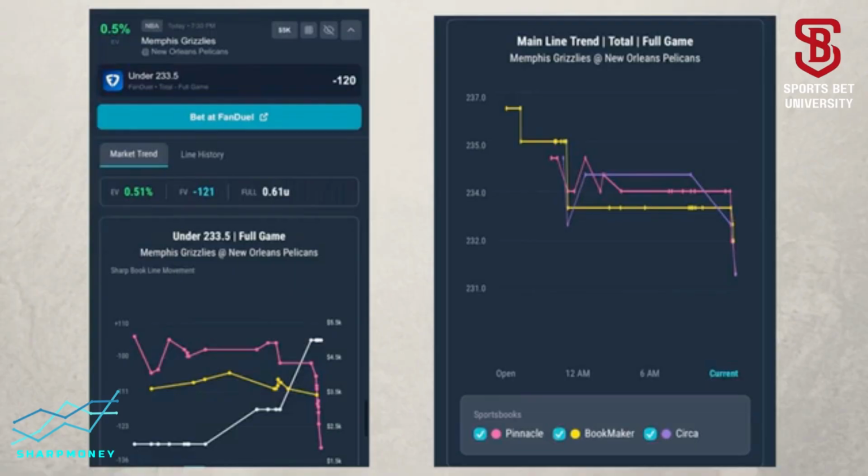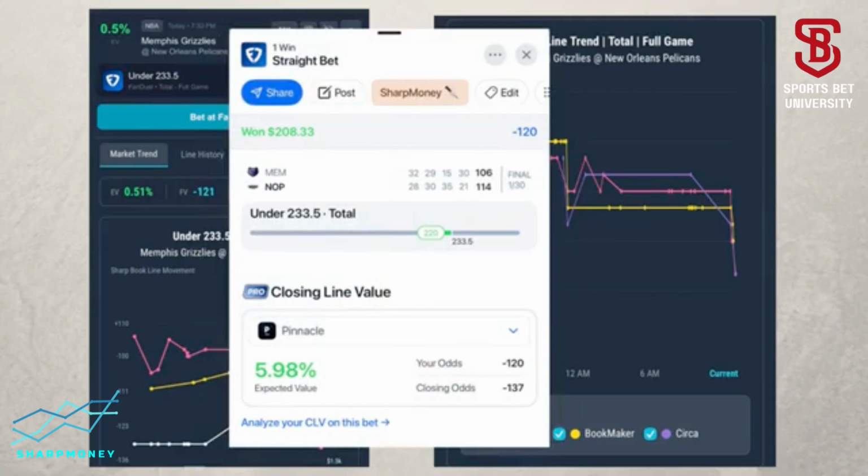And I have an example here on Pickett too, because I actually placed this bet, and it closed with a lot of value to Pinnacle. It closed 5.98% to Pinnacle, so we got it at minus 120. The Pinnacle closing odds were minus 137. So this is just an example of, yes, we flagged this at 0.5% EV, but this play finished much better.